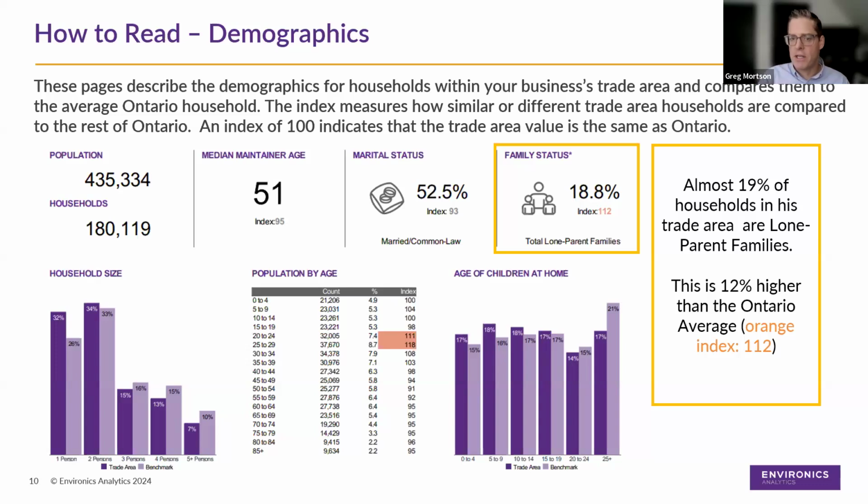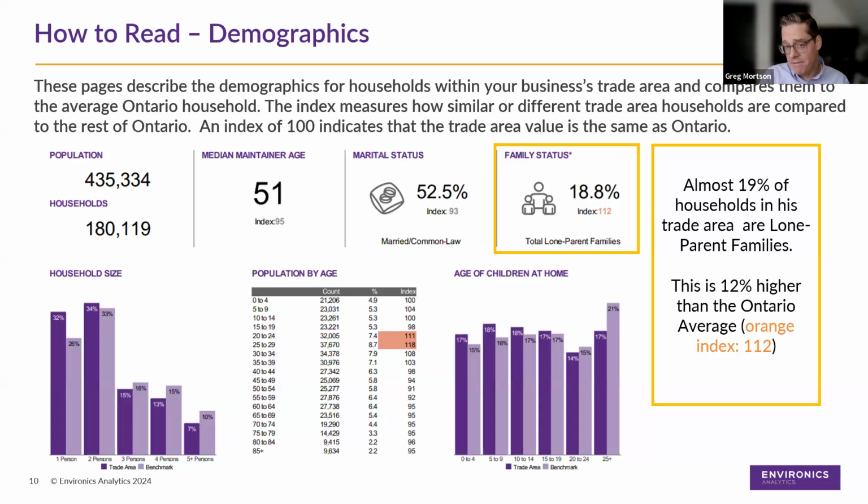And there's other categories, but this is the category that is the most different than Ontario, and I'll explain that in a moment. So 18.8% of the households within my trade area consider them lone parent families. You can see just beneath that is an index value of 112. All you need to think about when you look at that is that's a comparison with the rest of the province. So let's say that index is 100, that means that this variable or this measure for my trade area is exactly the same as the province.